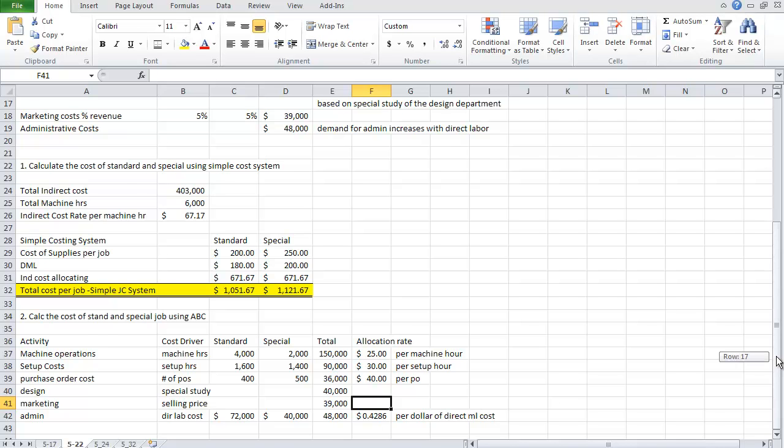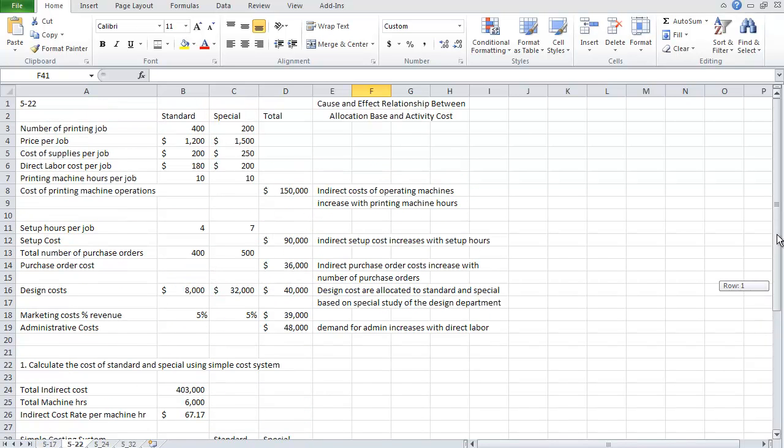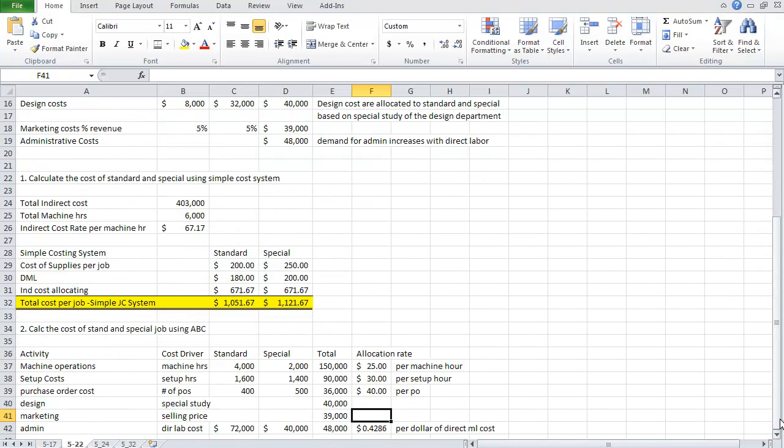So I think that actually will give us the areas that we need. We should fill this in as well. This is marketing costs, percentage of revenue, so it's 5%. Let's put this in as 0.05, and we can now convert that as well. So this is going to be 0.05 per dollar of sales. Therefore, we are finished that area.